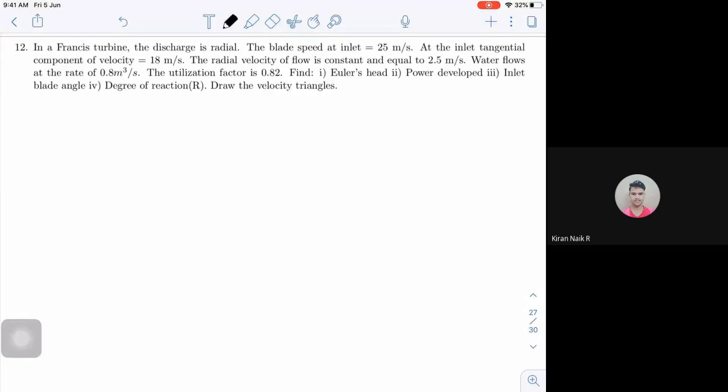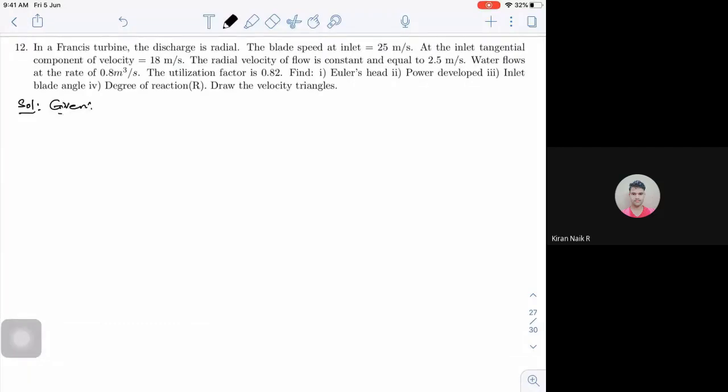Find the Euler's head, the power developed, the inlet blade angle, the degree of reaction, and you have to draw the velocity triangles for this. So this is the problem statement. Okay, let's try to write what is given. Solution and what is given.